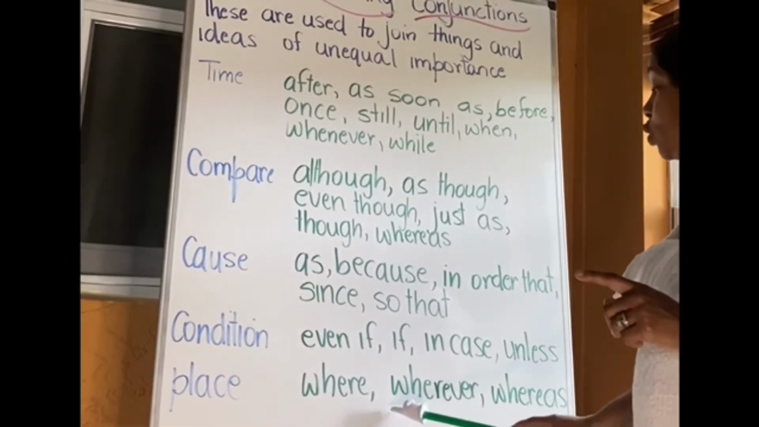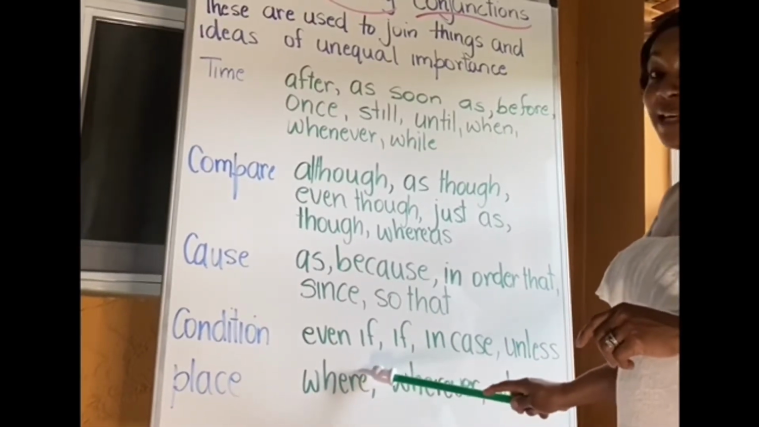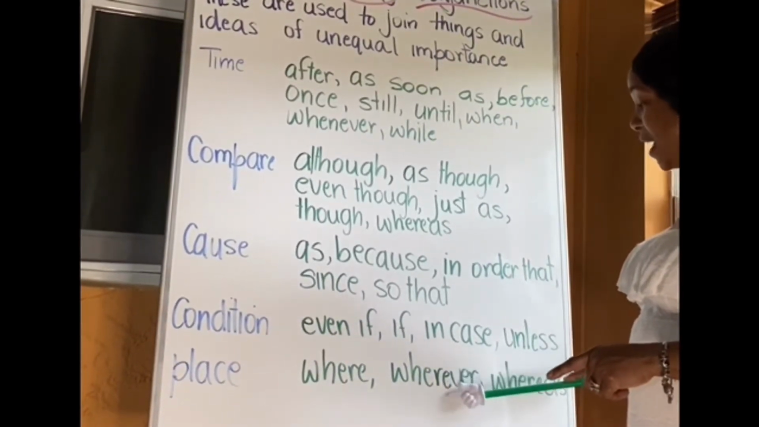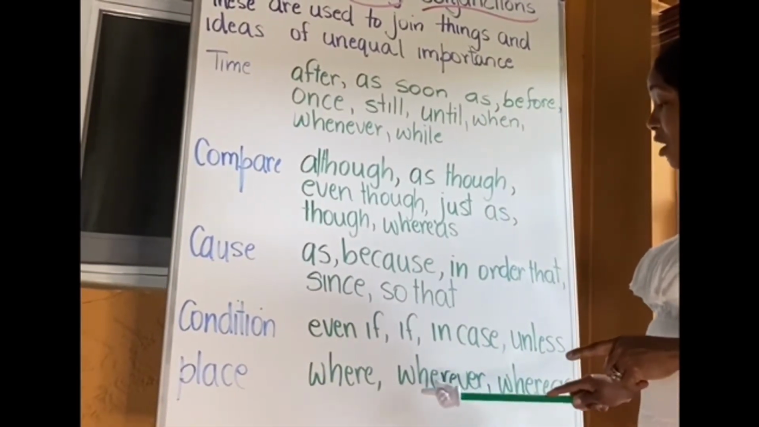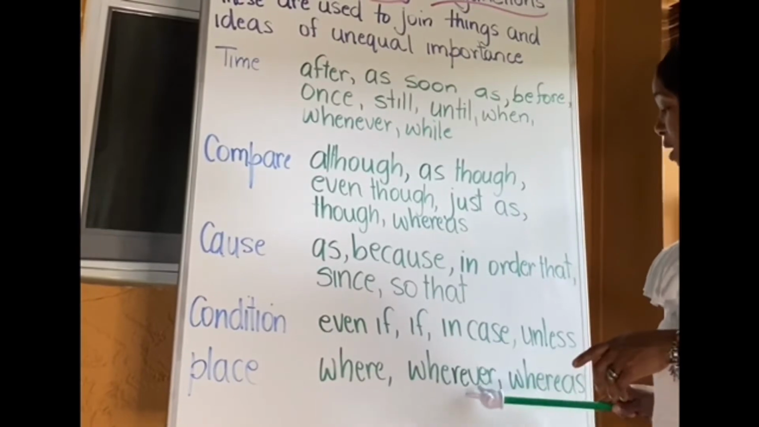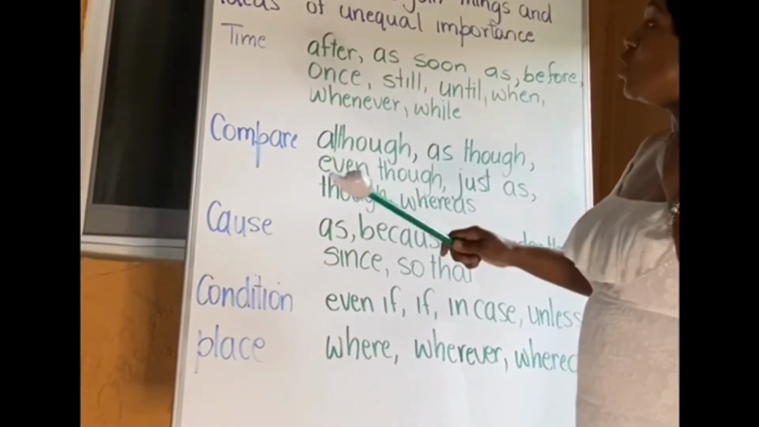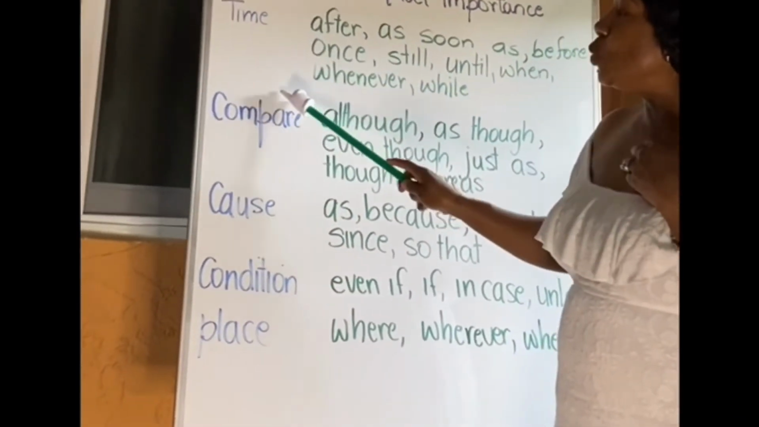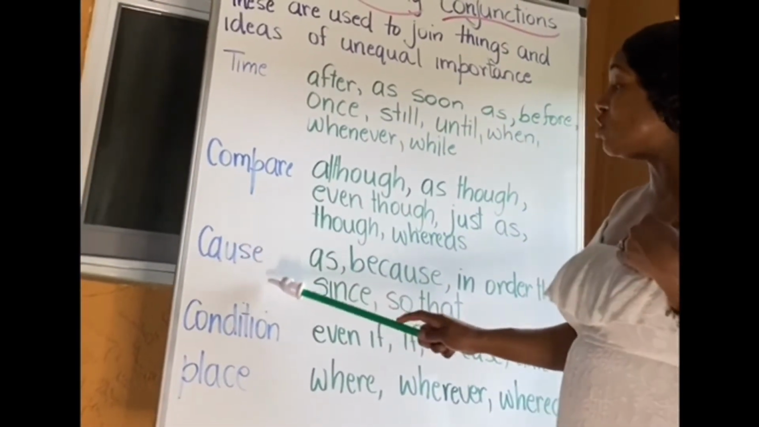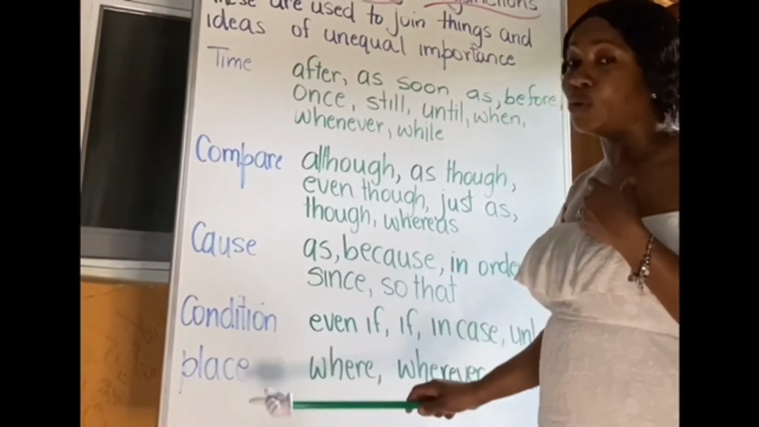Now I want you to take note of the spelling for wherever. Even though where ends with an E, when we're writing wherever, that E is removed and then we put ever. So it's not W-H-E-R-E then ever. No, we drop this E and then we add ever. So remember, some subordinating conjunctions are used to refer to time. Some are used when we're comparing. Some are used when we're giving a reason or showing a cause and effect relationship. Some are used under a certain condition, and some are used when referring to place.